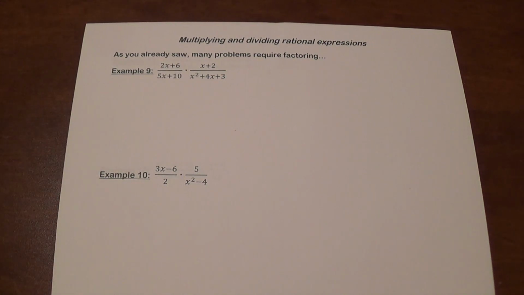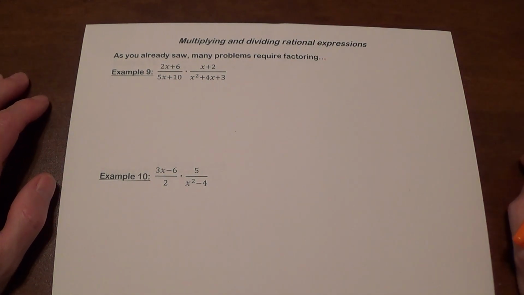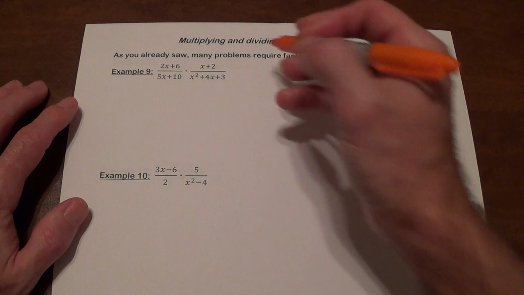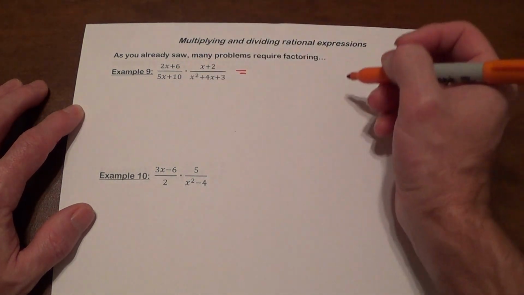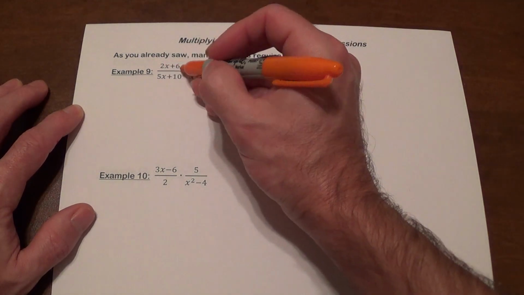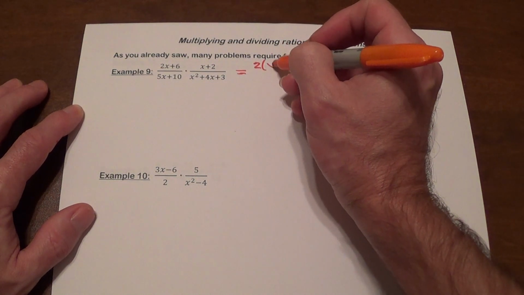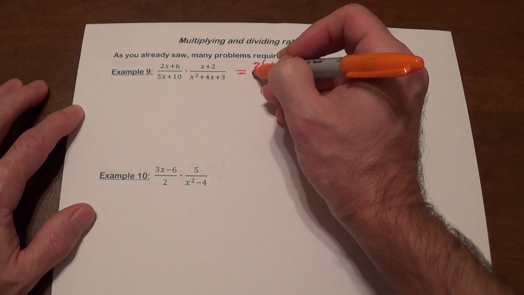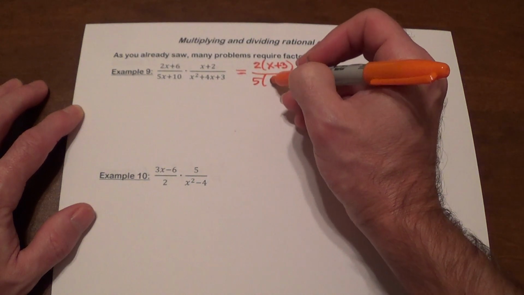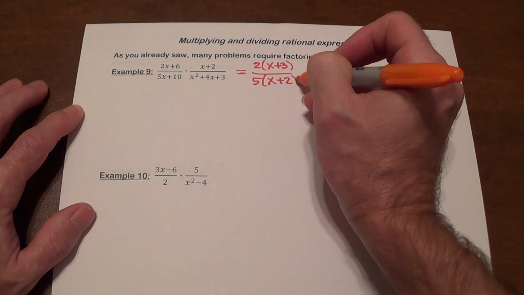So you already understand that many of these problems will require factoring, and that's precisely what we are going to do. So let's go ahead and do that. So we have a problem like this. Well, nothing seems to cancel right now here, and we're just going to have to factor first. It is multiplication, so we don't have to rewrite anything. So here we can take out a common factor of 2, which is going to leave you with x plus 3. On the bottom we can take out a common factor of 5, which will leave you with x plus 2.